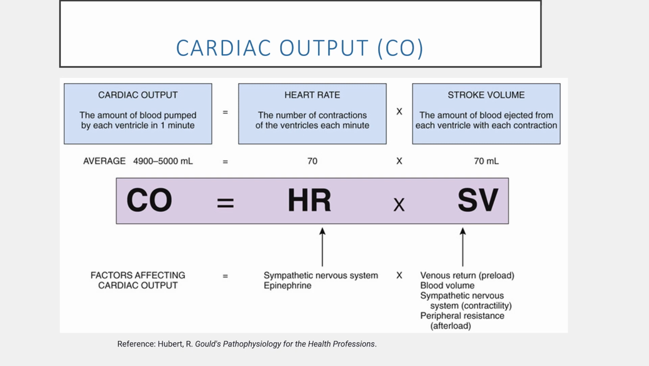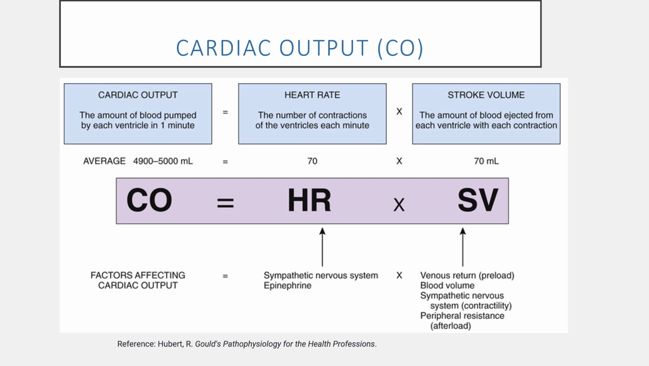The equation CO equals SV times HR illustrates how cardiac output is calculated. By multiplying stroke volume, the volume of blood pumped per heartbeat, by heart rate, which is the number of beats per minute, we obtain the total volume of blood pumped by the heart per minute.